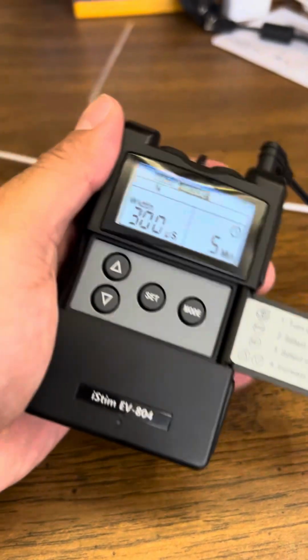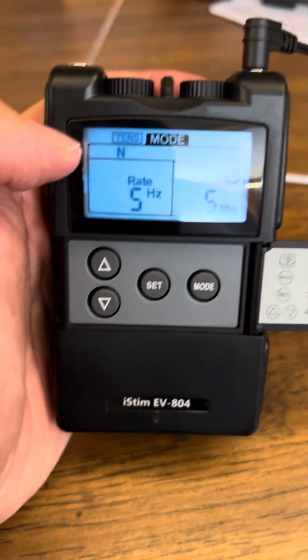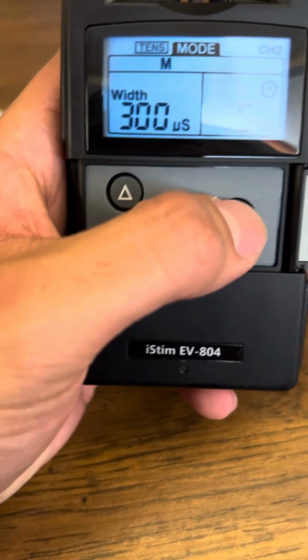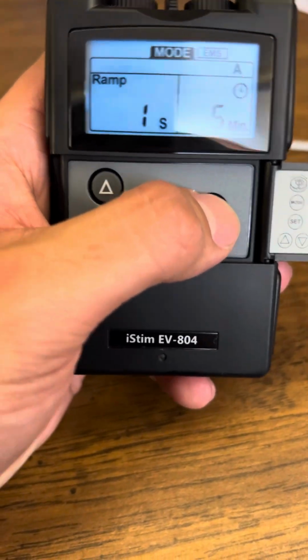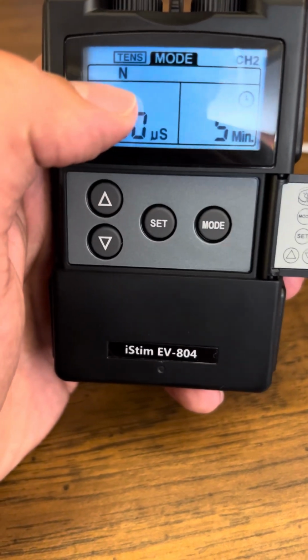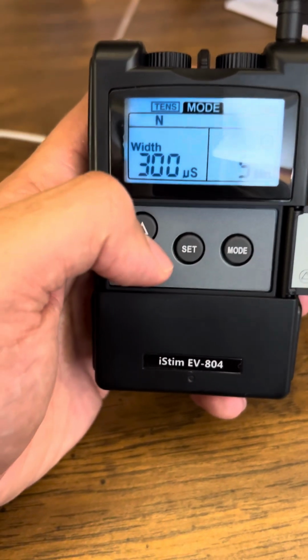So go ahead and turn it on, right? It tells you right there the modes, right? The different modes you can select from, and it'll switch on and off. So we'll go back to N. N is normal. We're gonna go ahead and leave it there.